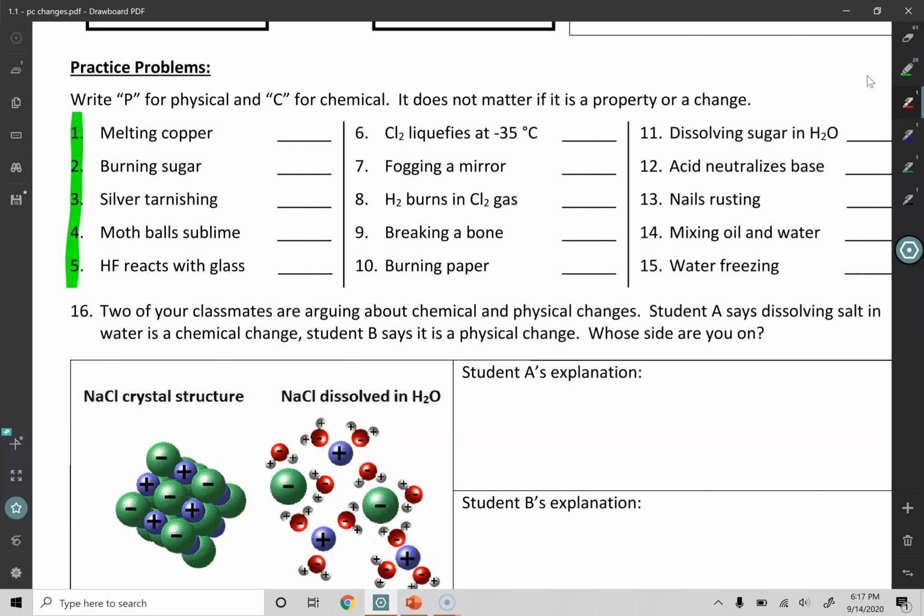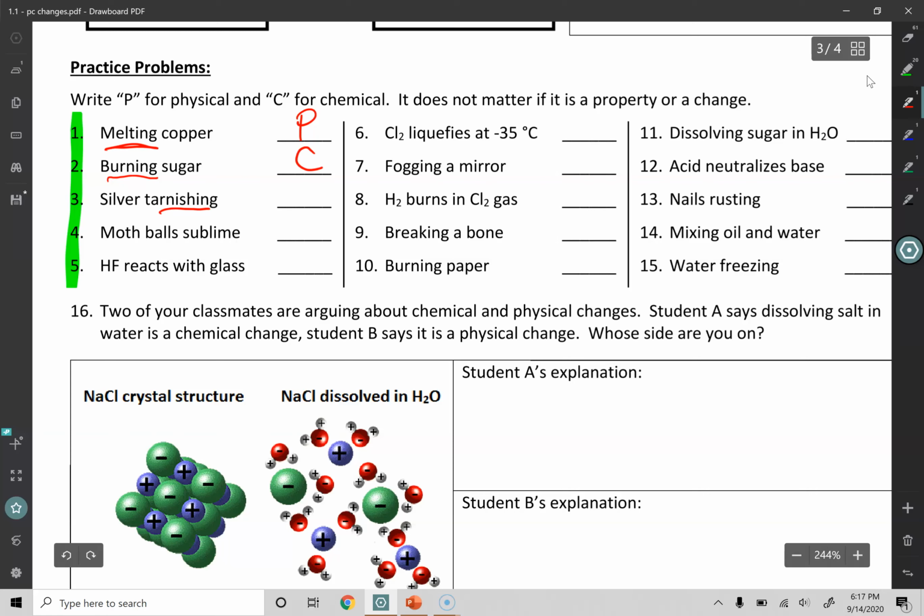All right, let's take a look. Melting copper. Hopefully you saw the word melting, and you remember that melting is a phase change, and all phase changes are physical in nature. Burning sugar. Burning is lighting something on fire. There's another kind of key word there. Anytime you light something on fire or run a combustion reaction, that's an example of a chemical change.